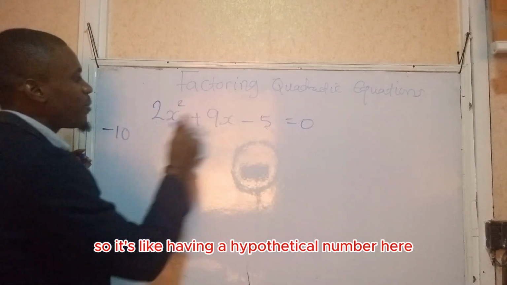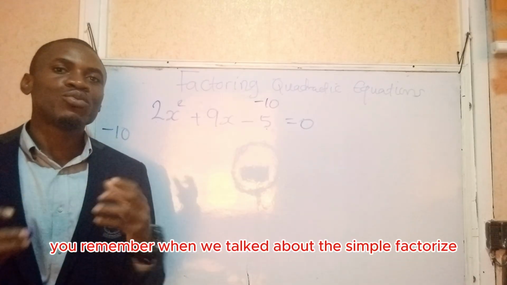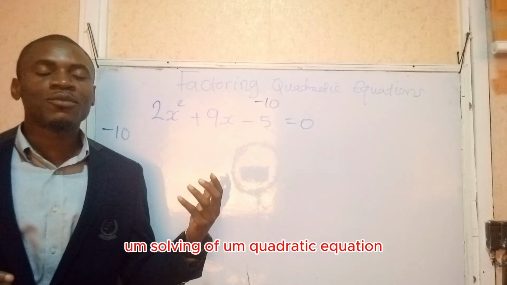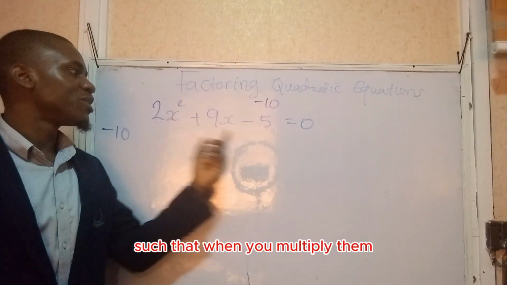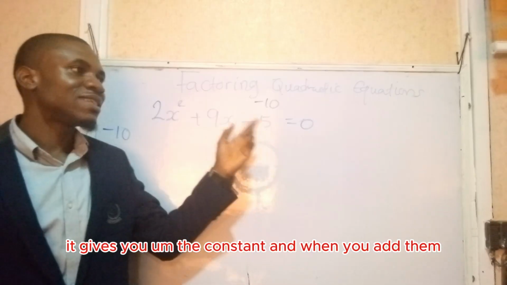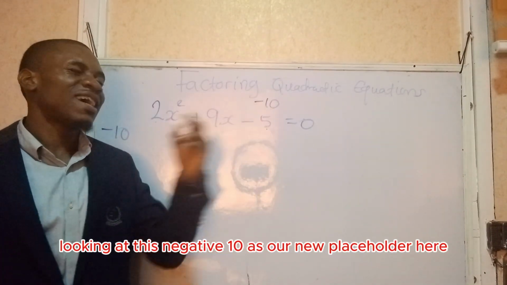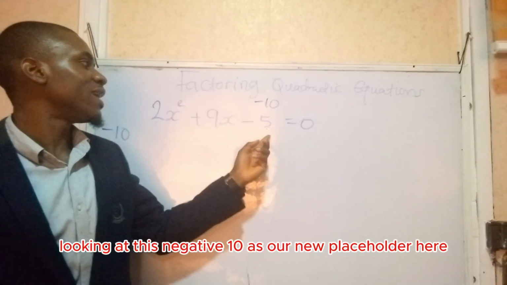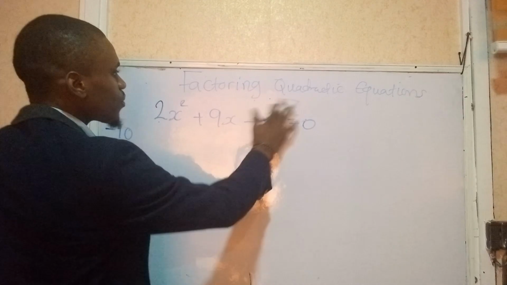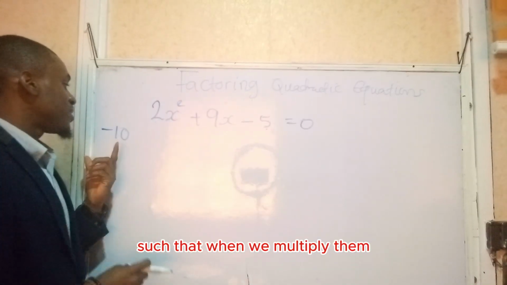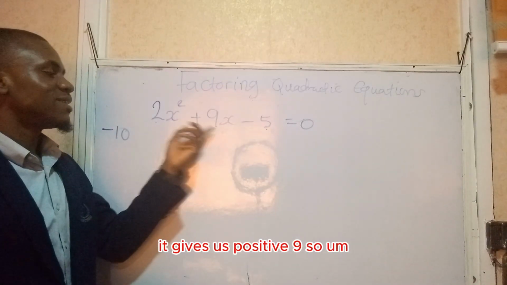So it's like having a hypothetical number here. You remember when we talked about the simple solving of quadratic equations by factoring, we said we look for two numbers such that when you multiply them, it gives you the constant, and when you add them, it gives you the b term. So we're going to be looking at this negative 10 as our new placeholder here, but it's not affecting the equation. Let's just have it hypothetically. So we're looking for two numbers such that when we multiply them, it gives us negative 10, and when we add, it gives us positive 9.